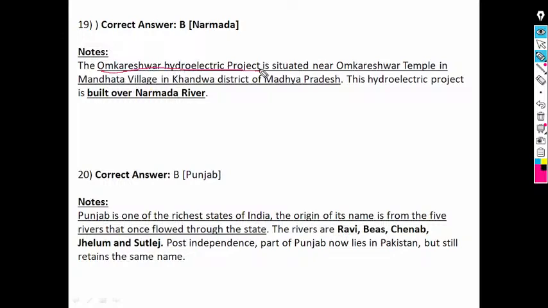Omkareshwar hydroelectric project is situated near Omkareshwar temple in Mandhata village in Khandwa district of Madhya Pradesh. The hydroelectric project is built over the Narmada river. Omkareshwar hydroelectric project. Right?